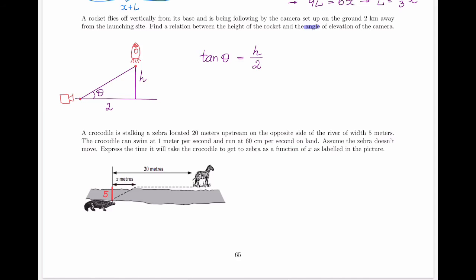So this x actually signifies the behavior of the crocodile. The crocodile, if the zebra is not moving, has to decide what is more efficient: to swim across and then run, or to swim directly for the zebra, or to do something in between, such as swim some amount of time diagonally and then run toward the zebra.